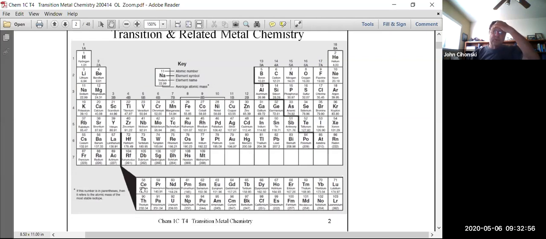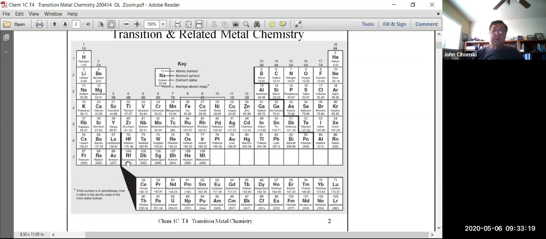Another one, for example, cerium is used in petroleum refining catalysts. So when you take crude oil out of the ground and convert it to gasoline, several steps in there involve catalysts that have cerium as a component.